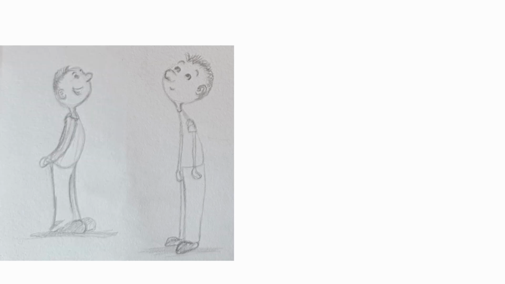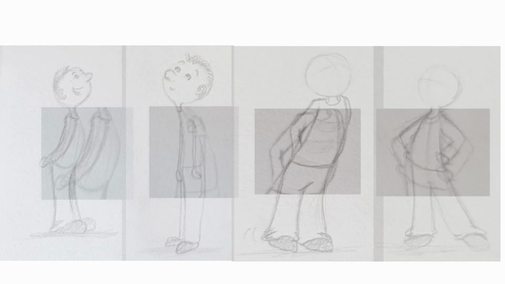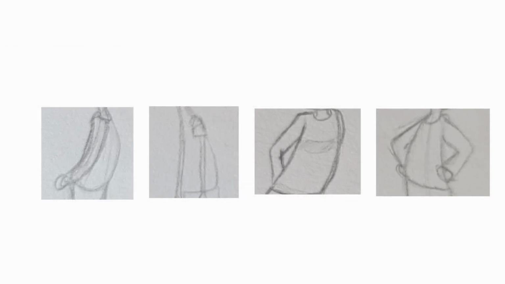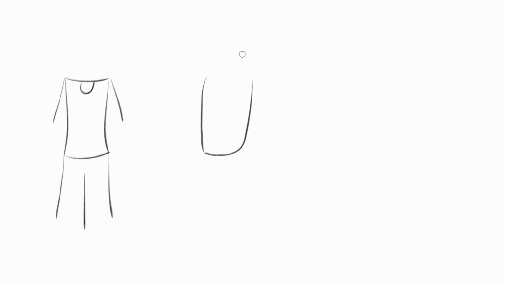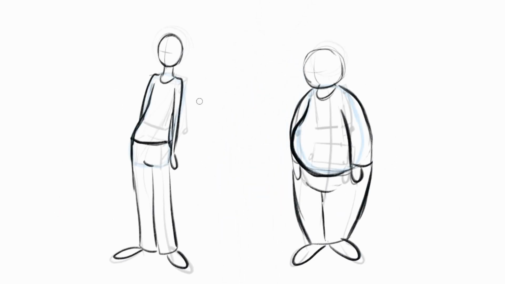Why do all your characters end up looking like cousins? Same body, same outfit. The problem usually starts at the torso. Most people draw it the same way every time. I'm guilty of this too. But if you change how you build it, you can create completely different characters before you even touch the arms or legs. So let's fix that now.